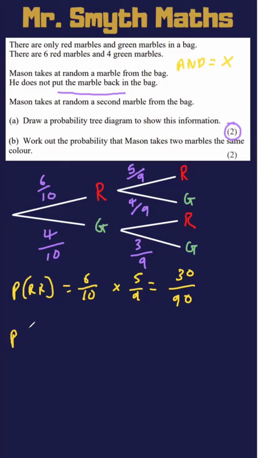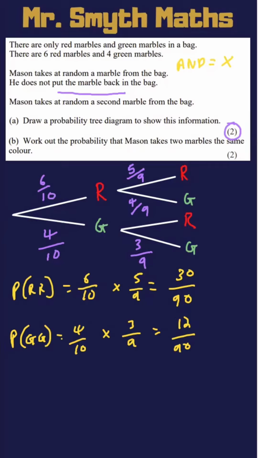Okay, so next we want, so it could be either red, red, or it could be green, green, because we want 2 marbles of the same color. So green, green is going to be green, which is 4/10, and then the second green, multiply that by the 3 9s. So we've got the 12 over 90 for this one.